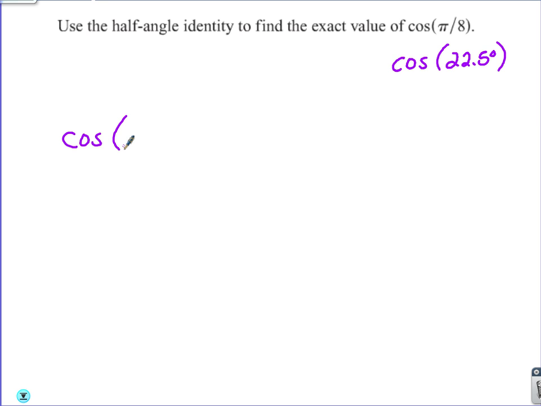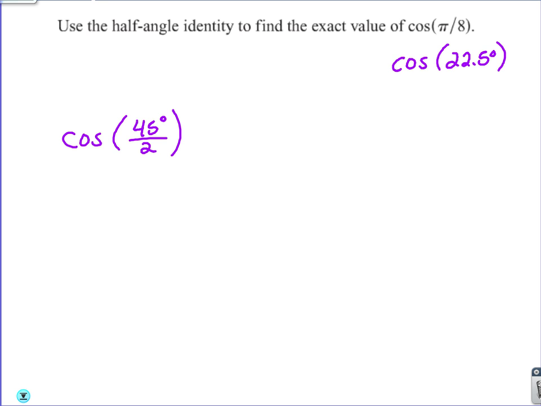I'm going to double that in your head. So is everybody okay that what I'm looking for is the cosine of 22 and a half degrees, which is 45 degrees divided by 2? Write it in this format. Write your formula down, just so you got it there.